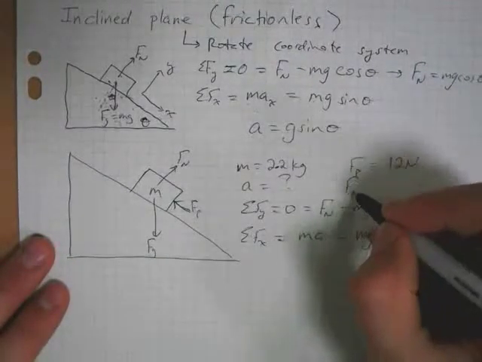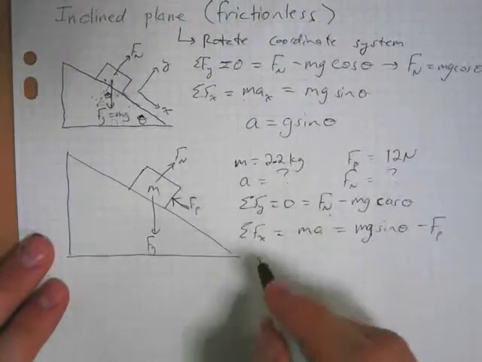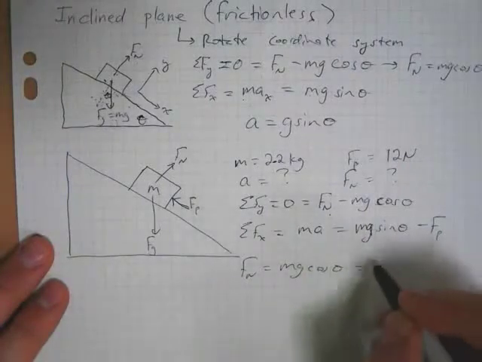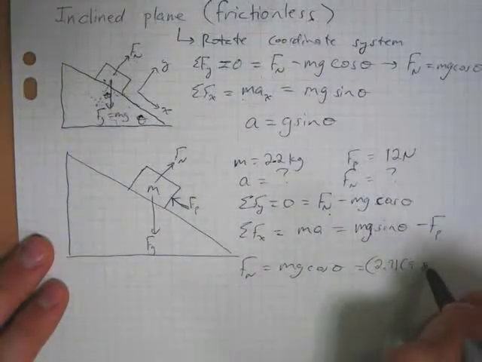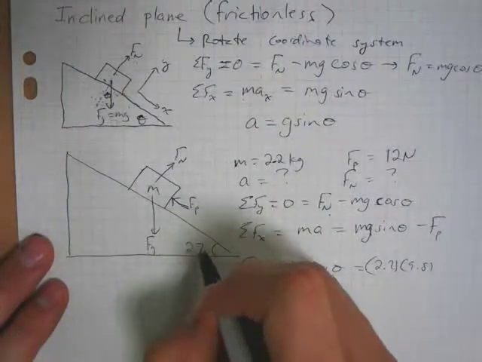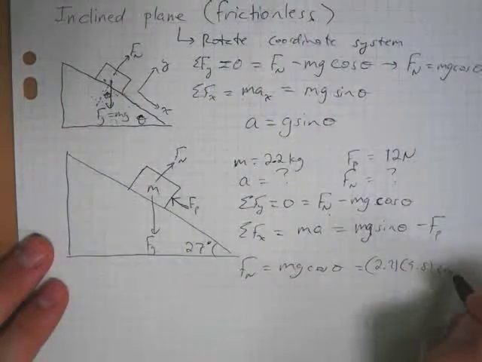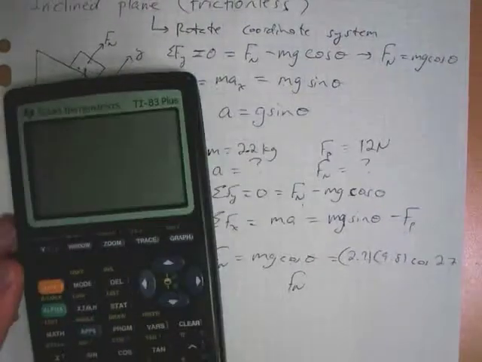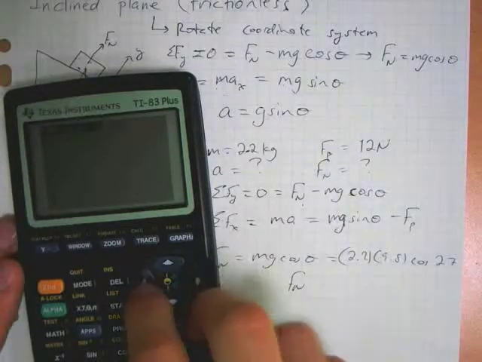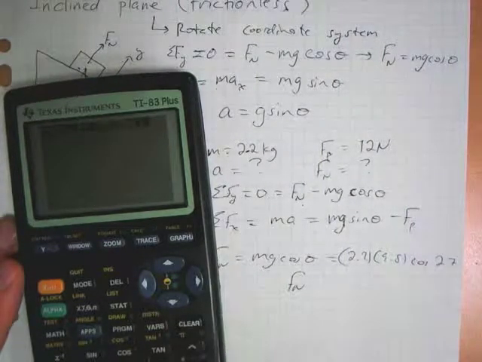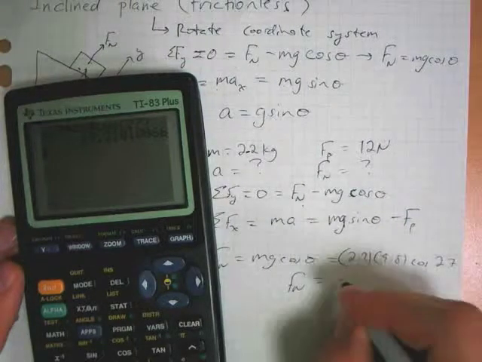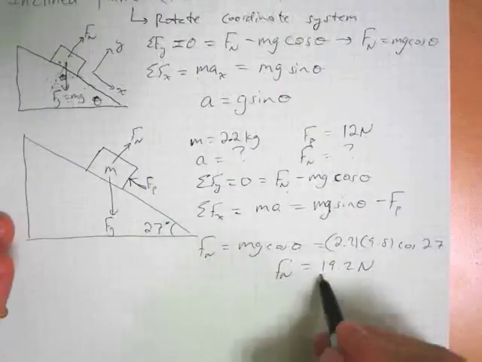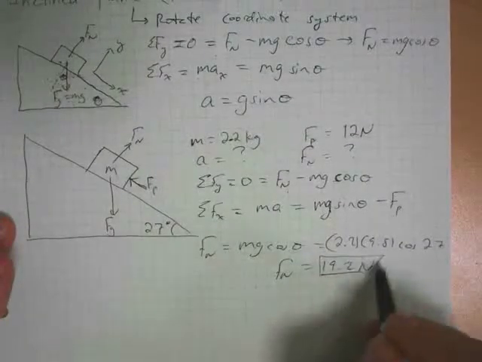We can go ahead and find the normal force too. From our y equation, we know that our normal force is just mg cosine theta, which is 2.2 times 9.8. Oops, I didn't give you the angle. Let's say this angle is 27 degrees, times cosine 27. So in this case, the normal force would be 2.2 times 9.8 cosine 27. Our normal force is about 19.2 newtons. Newtons are the units that measure force. I probably should have mentioned that at the beginning.